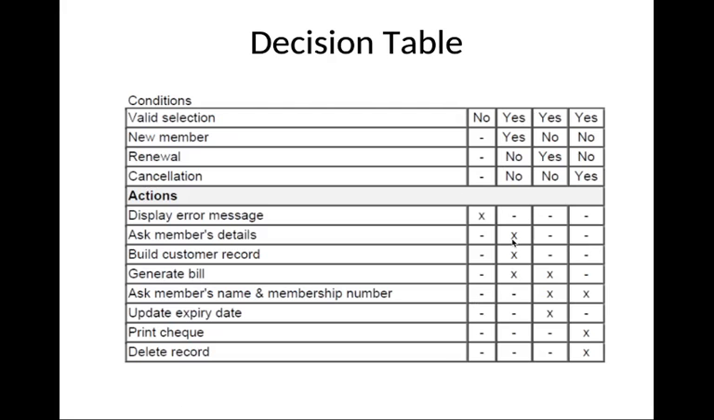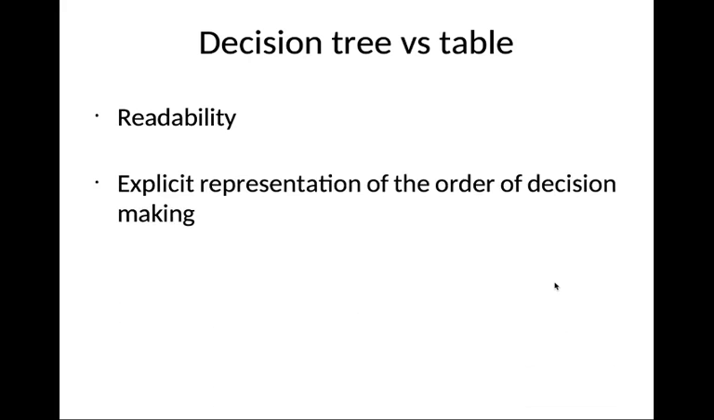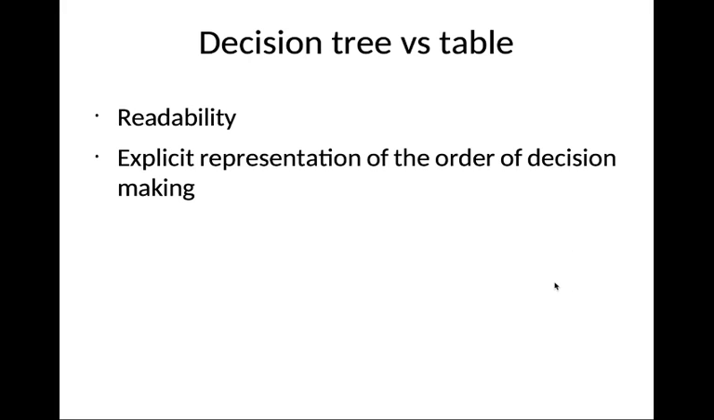But in the case of decision table, we cannot specify the order. We are just marking it as a X. We don't know whether this should happen first or this should happen first or this should happen first. So we cannot specify the order in the case of decision table. In the case of decision tree, we can specify the order also.